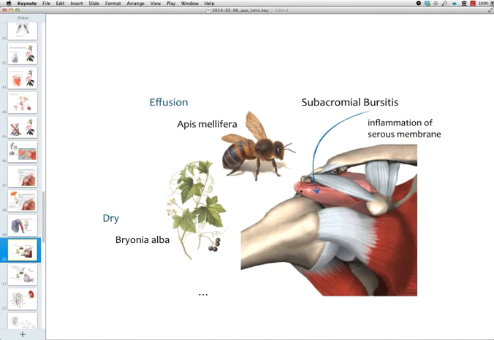A subacromial bursitis: this bursa, or purse, it's called, is like a balloon of tissue, okay, filled with serous fluid, and this can be inflamed as it's pinched here as well. And if the pain is from an inflamed bursa, we're looking at remedies like Apis, if there's an effusion of fluid in here, or Bryonia, if it's dry. Okay, our symptomatology will help us determine if it's an inflamed effusive bursitis or an inflamed dry bursitis.